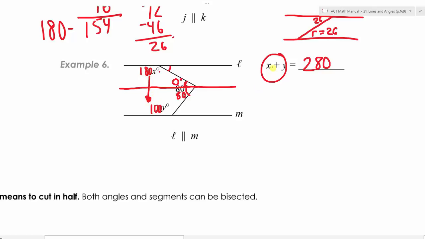180 plus 100, x plus y, is again 280. It does not matter what we throw in for these two numbers as long as they add up to 80. As long as those two numbers add up to 80, we're going to get the right answer.